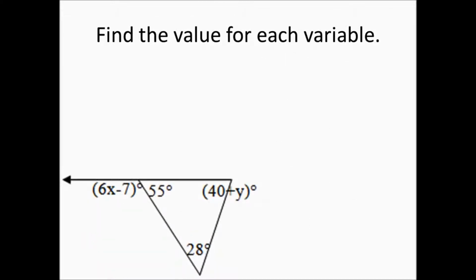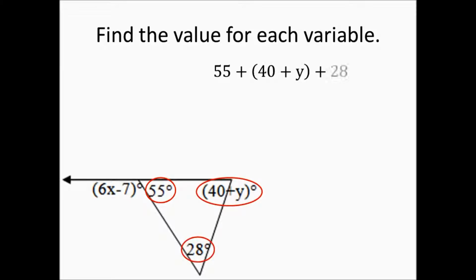In our final example for the triangle sum theorem, we're asked to find the value for each variable. Notice that we have a triangle in which the measurements are 55, 28, and one is represented as an algebraic expression, which is 40 plus y. Therefore, 55 plus 40 plus y plus 28 is equal to 180.